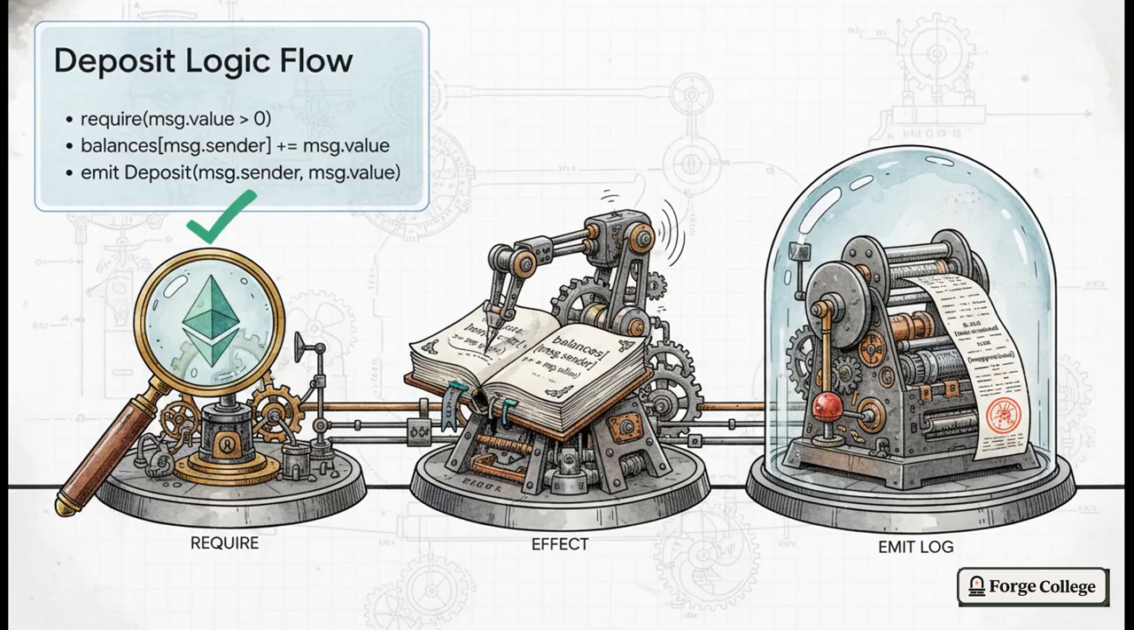Remember our golden rule from earlier? Well, here it is in actual code. First up, the check. Require msg.value is greater than 0. We obviously don't want empty transactions wasting our space. Second, the effect. We take the user's address, which is msg.sender, we look them up in our balances ledger, and we add that msg.value to their account. And finally, we emit a deposit log. And hey, notice what is conspicuously missing here? There are absolutely 0 external calls. Checks, effects, log. Boom, done. It is beautiful, it's simple, and it's totally impenetrable.